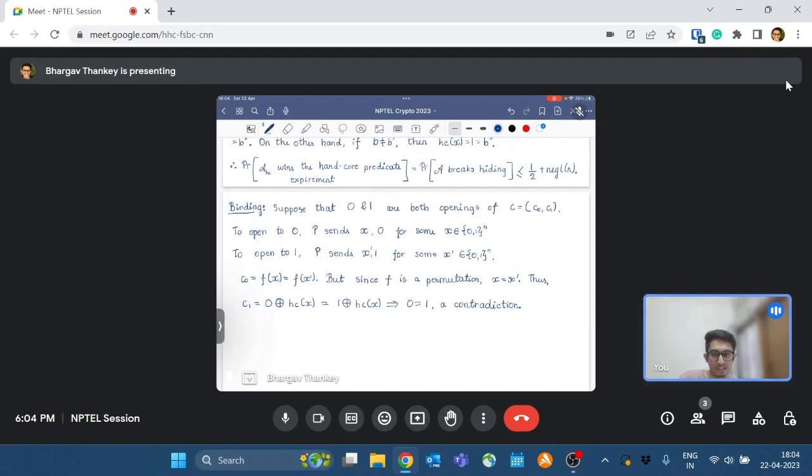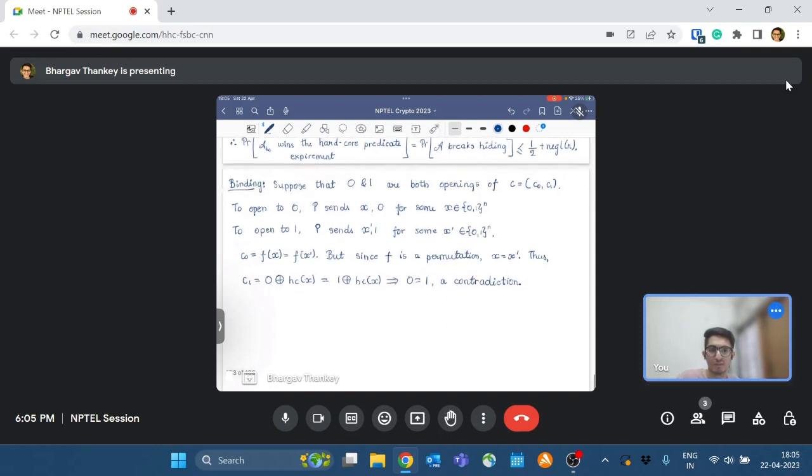So now we have seen a commitment scheme based on discrete log and a commitment scheme based on the one-way permutation assumption. So that's all for today.